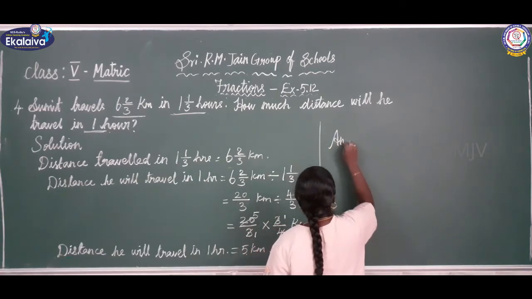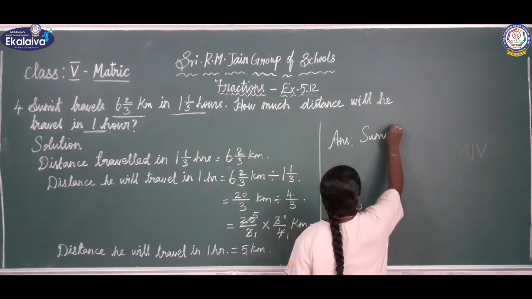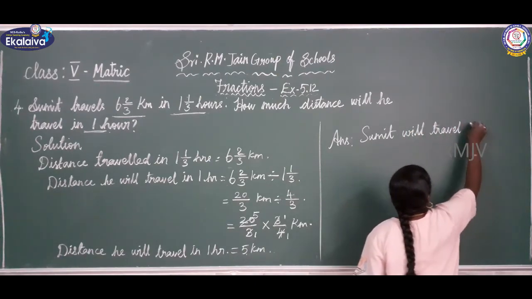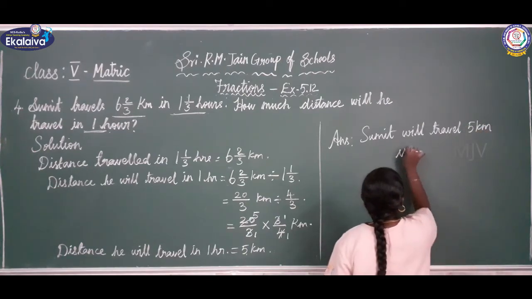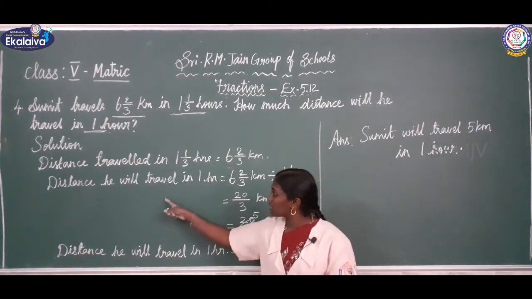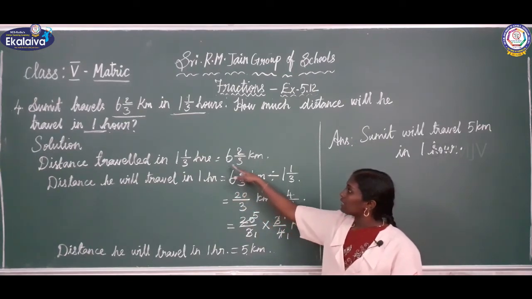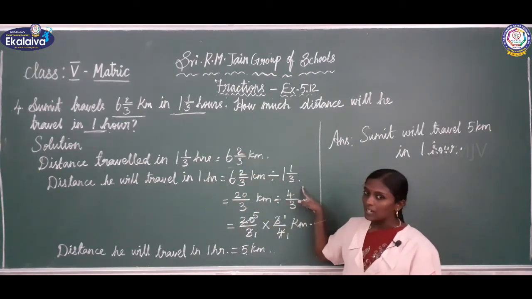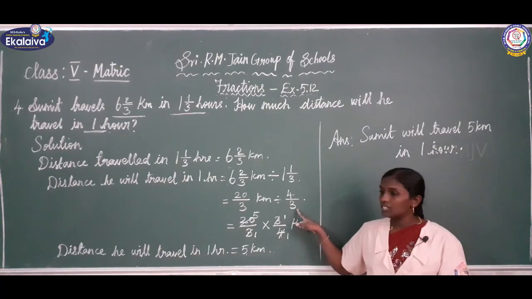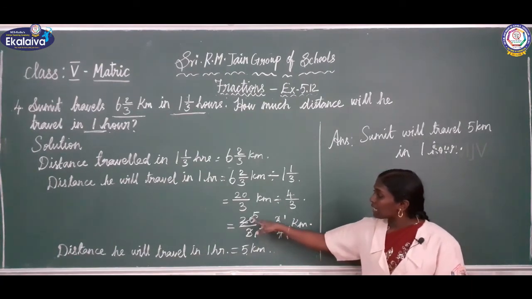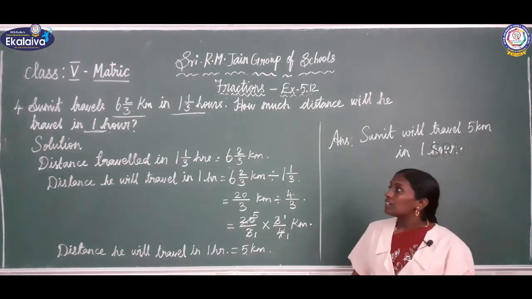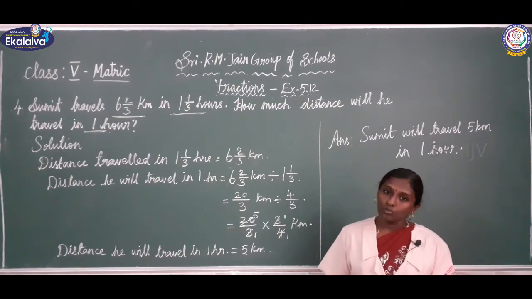So we have to write the answer. Sumit will travel 5 kilometer in 1 hour. Is it clear? To find the distance he will travel in 1 hour, here we are dividing 6 2 by 3 kilometer by 1 by 3. First we have to convert the mixed fractions to improper fractions. After that we have to multiply the first fraction by the reciprocal of the second fraction. Then we are getting 5. So Sumit will travel 5 kilometer in 1 hour.